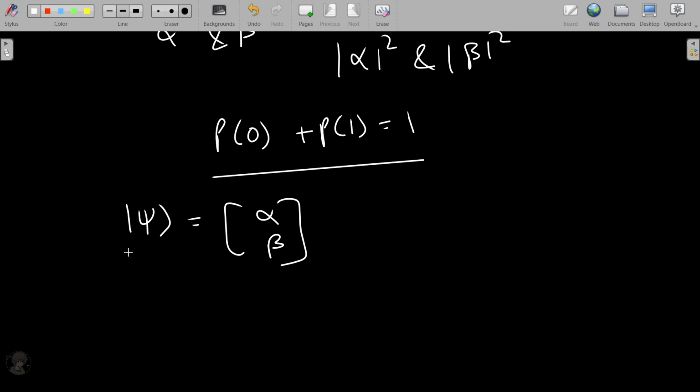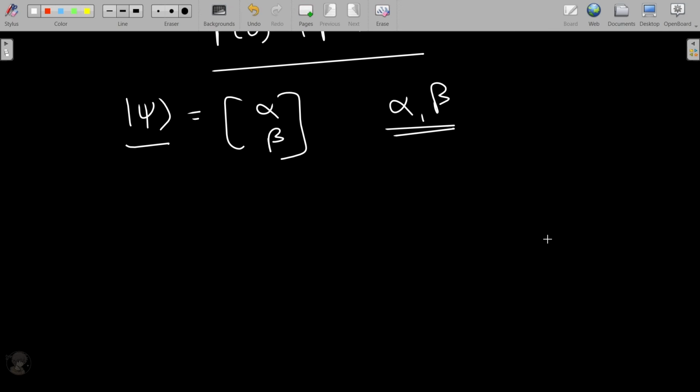If you want to know more about this notation, you can check out my previous lecture. Okay, so these amplitudes are not probabilities yet. Alpha and beta are the amplitudes of this vector. These are amplitudes, not probabilities yet. We have to convert them to probabilities. Okay, we need to convert amplitude to probability. So how do we convert that?